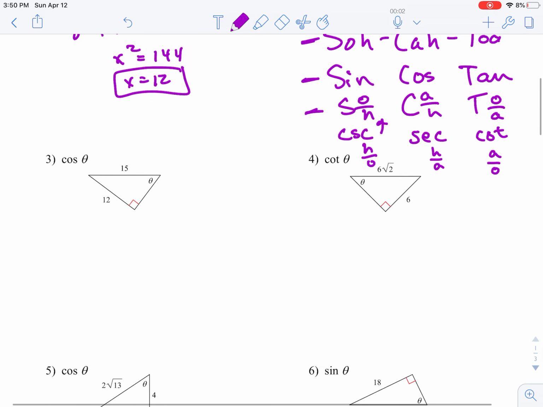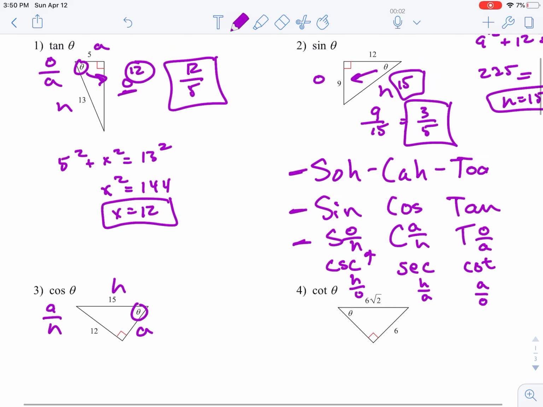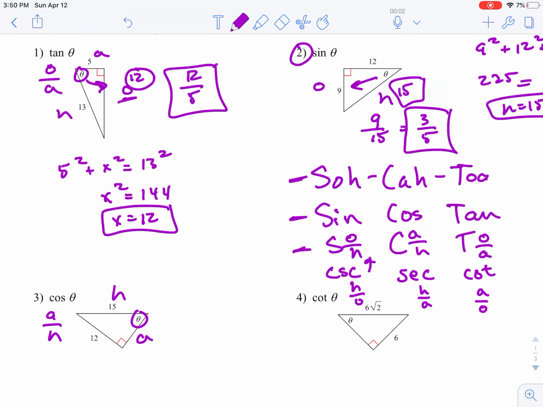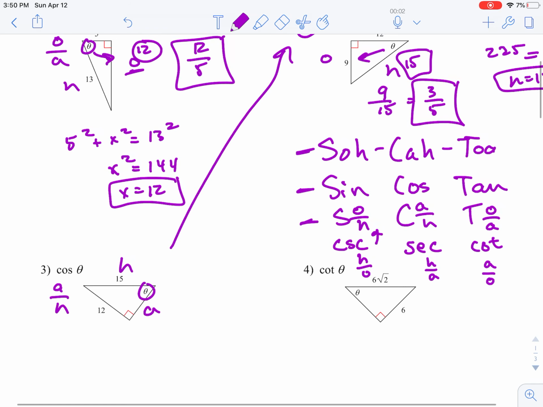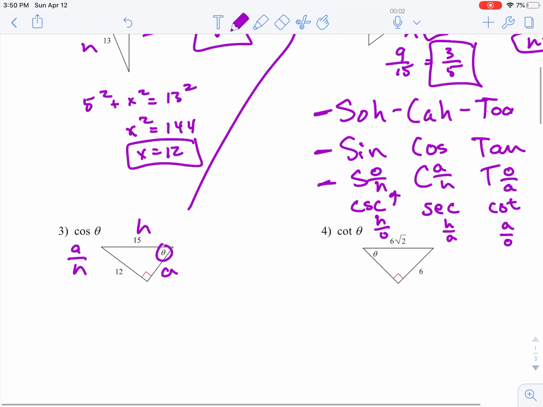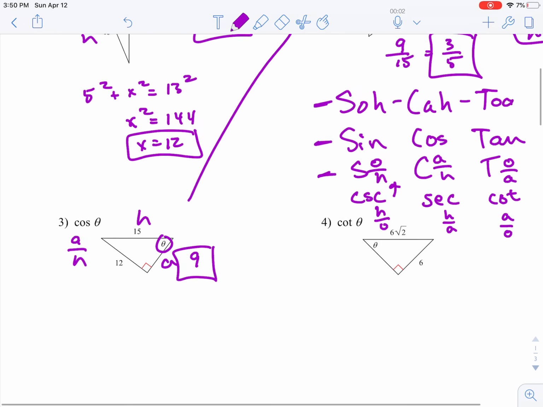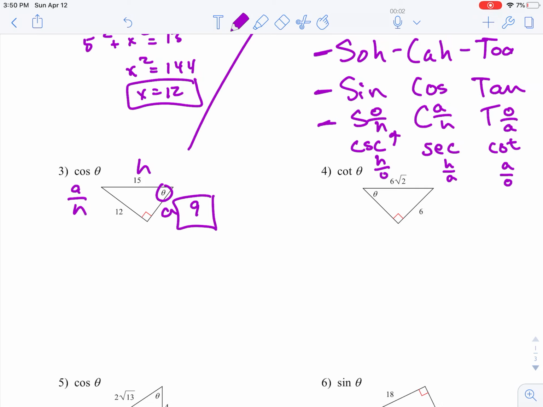All right, cosine, adjacent over hypotenuse. Adjacent from theta is right there, hypotenuse right there. We'd have to do the Pythagorean theorem, but if you look at number 2, it's the exact same triangle. So instead of doing it again, that's 9. So 9 over 15, 3 over 5.